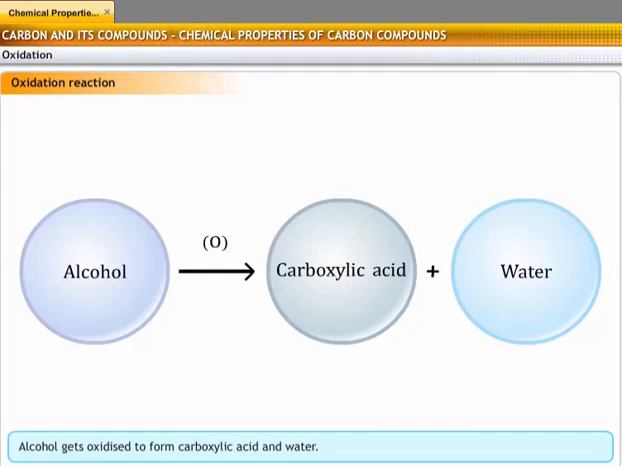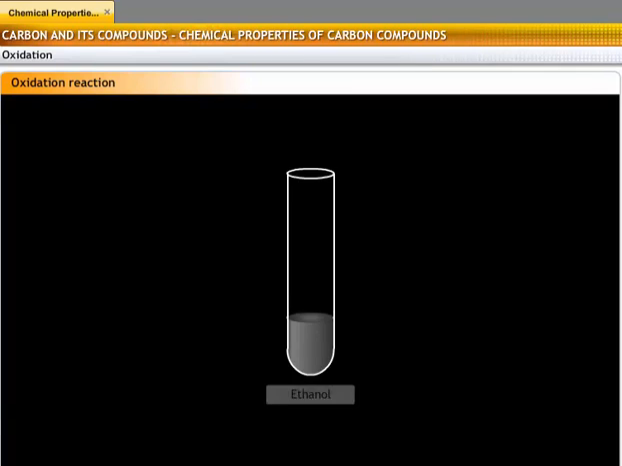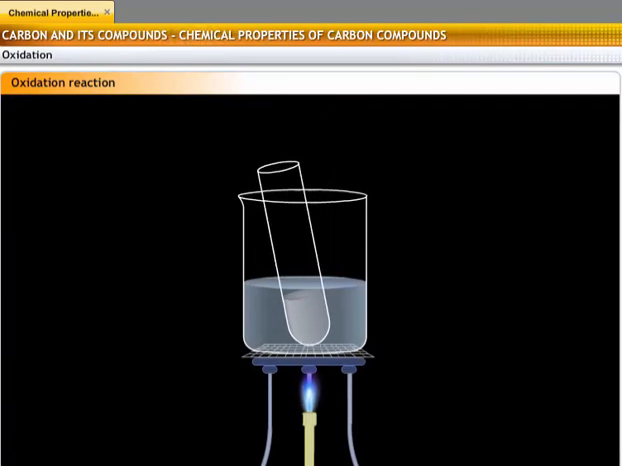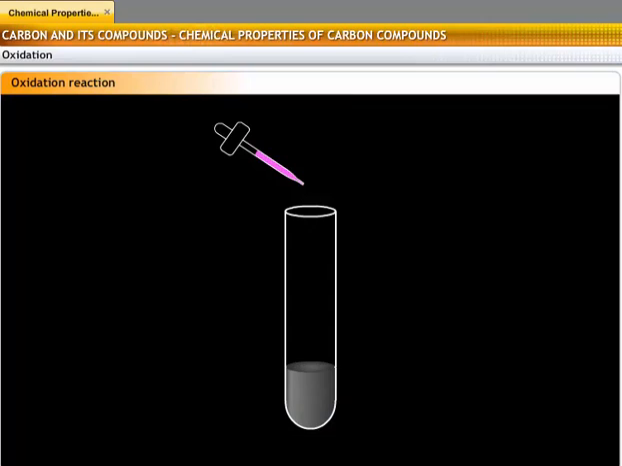Let us learn more about oxidation of alcohols through an experiment. Take a small amount of ethanol in a test tube and place it in a water bath. Now, add a 5% aqueous solution of alkaline potassium permanganate drop by drop to the test tube. The purple color of potassium permanganate disappears due to the oxidation of ethyl alcohol to acetic acid.